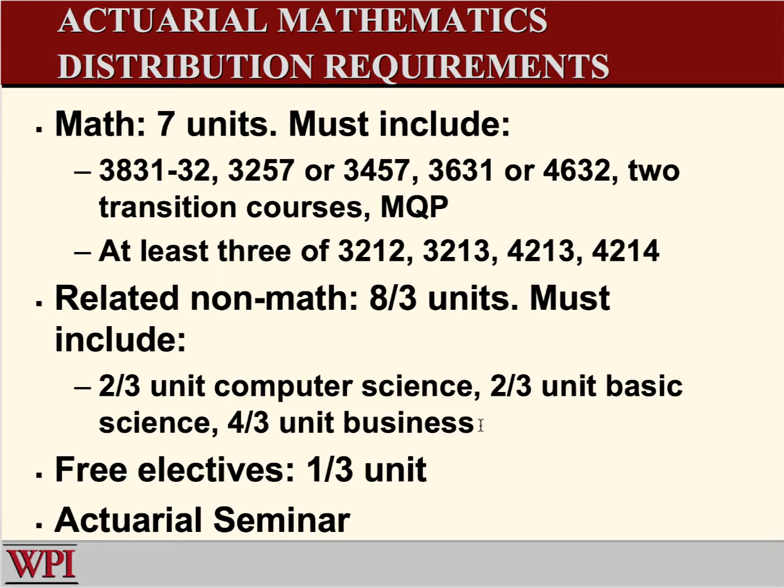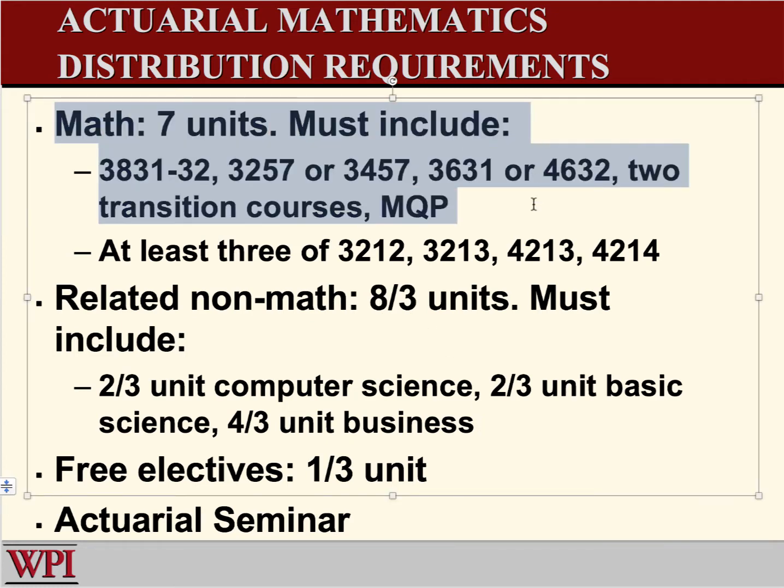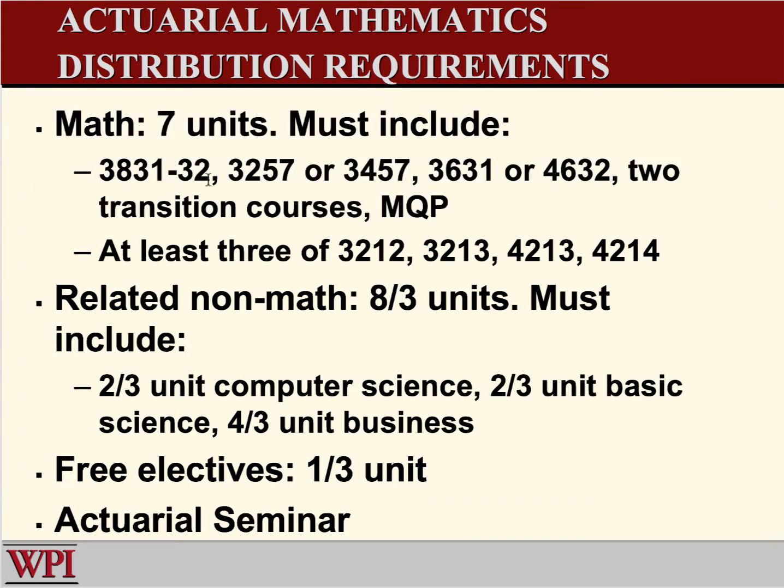For our actuarial major, we have the following distribution requirements. 7 units of math that must include 3831 and 3832, that's the real analysis 1 and 2 sequence. 3257 or 3457, those are 2 different numerical methods courses. 3631 or 4632, these are mathematical statistics courses. 2 transition courses and your MQP.